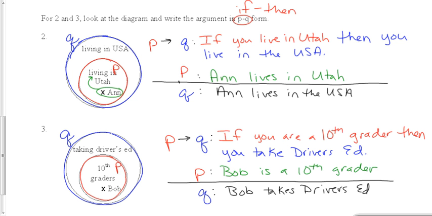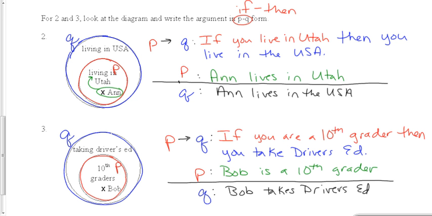Here's my solution. The first statement is the general one about the Venn diagram. So it's if the small circle, then the large circle. If you are a 10th grader, then you take driver's ed. Where Bob is located, Bob is inside the 10th grader circle. So P is Bob is a 10th grader. Then finally, what do I then have to know about Bob? That means that Bob is taking driver's ed.